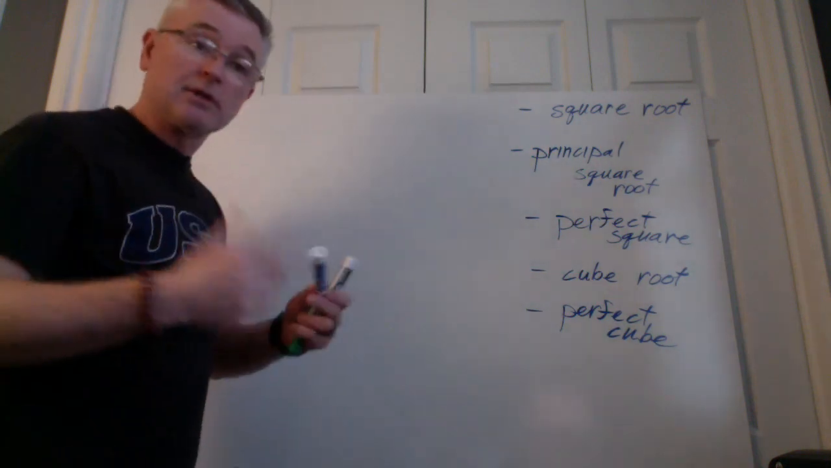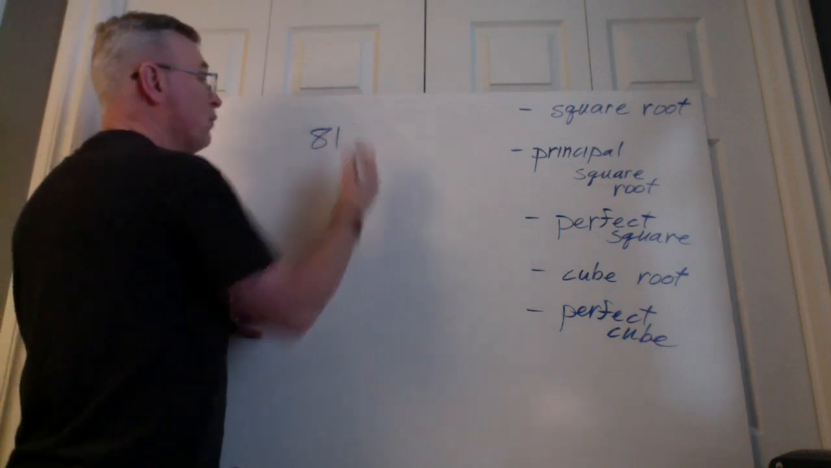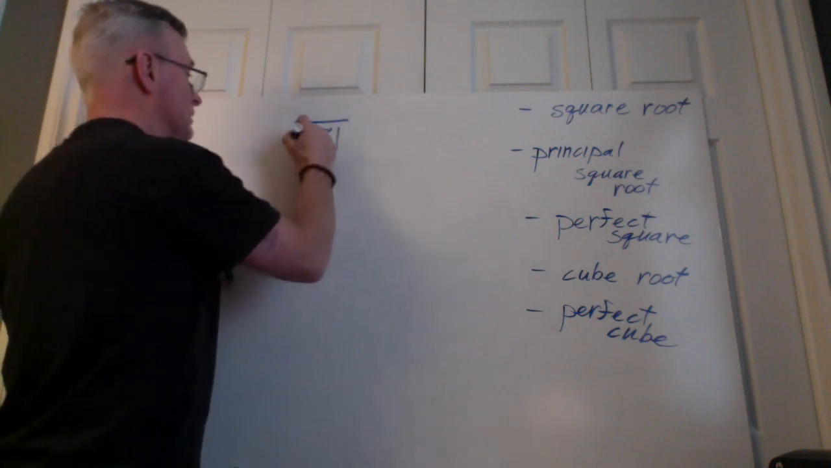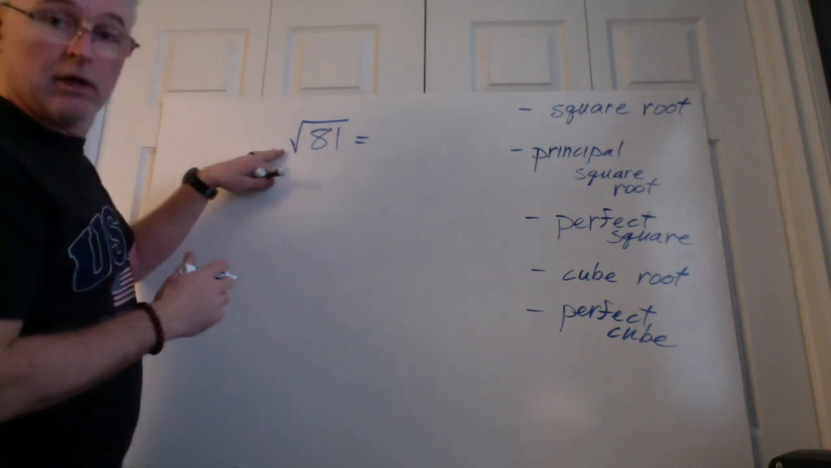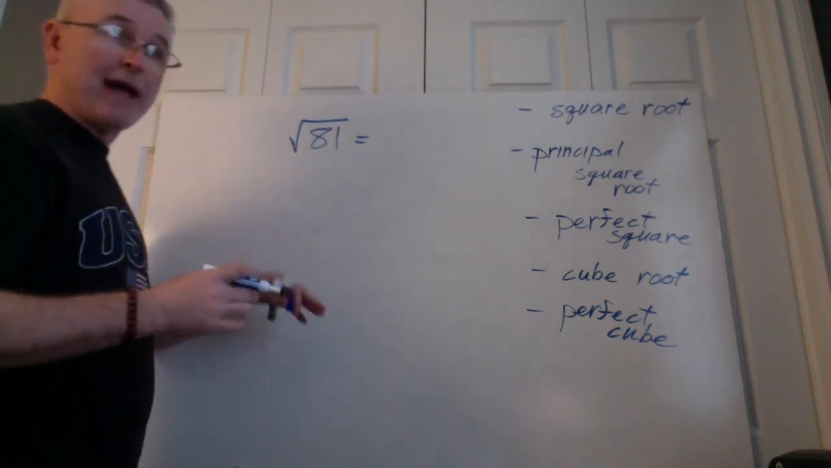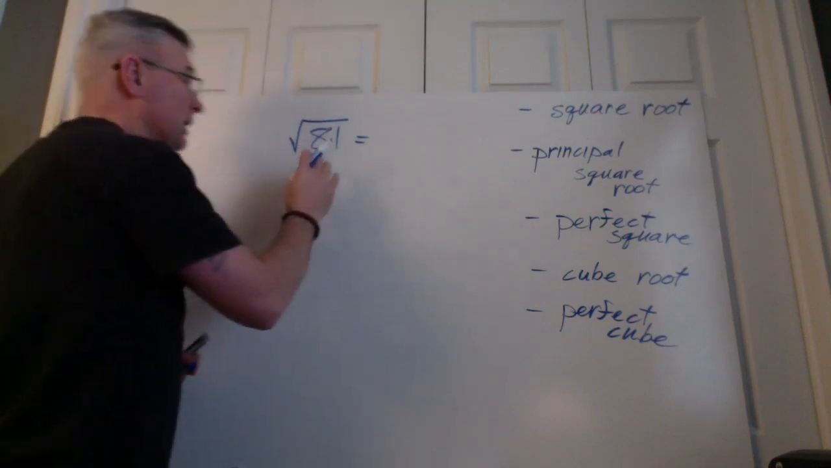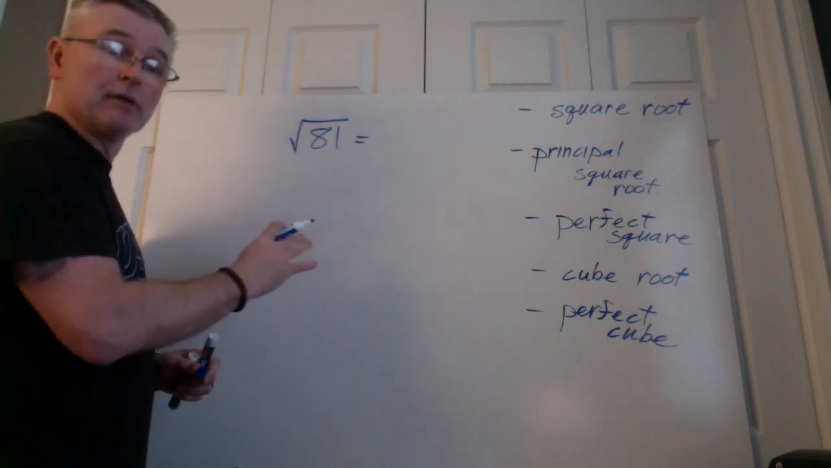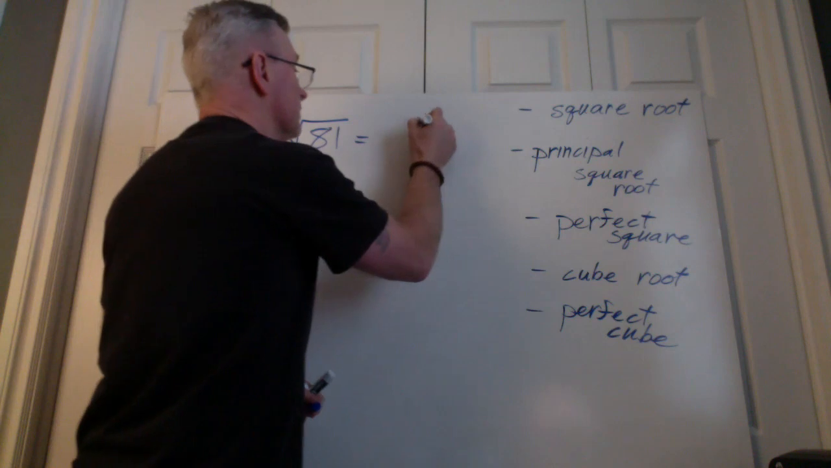Okay, so basically a square root is a situation where we have maybe the number 81 and we want to know what the square root of 81 is. This is called a radical, and the number inside is called a radicand. What we're looking at here is a number times itself that must equal 81. Well, it's got to be 9, that's right. So it's got to be 9.